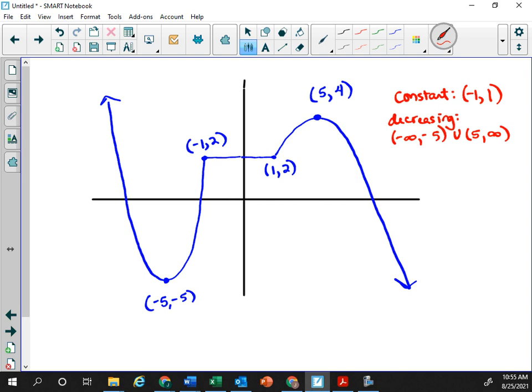All right. What about increasing? Yeah, go ahead. -5 to -1, and 1 to 5. Perfect. -5 to -1, union 1 to 5. So again, all of your answers are the x values. You're talking about the y values as far as increasing, decreasing, but you're telling me that happens over which x values.